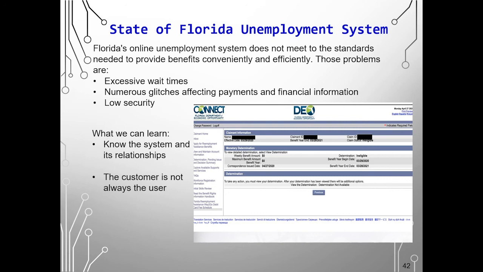So what we can learn from this is to know the system and its relationships. If you had an idea of how this website worked in the unemployment system, you could have a better idea of how to design this system. And also, the customer is not always the user, because in this case, the previous governor, Rick Scott, was the customer for this website, but it shouldn't have been made with the state of Florida in mind. It should have been made with the common person in mind.